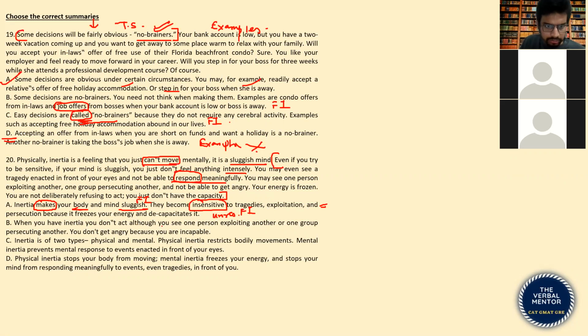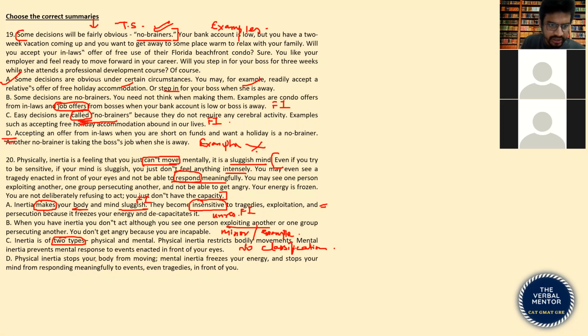When you have inertia, you don't act. Although you see one person exploiting another or one group persecuting another, you don't get angry because you're incapable. It is a minor detail, just an example or explanation part, rather than the essence of the passage. Inertia is of two types, by the way. The author has not classified, there is no classification in the passage. He explains how inertia impacts our body and mind, what ramifications it has on body and on mind, but he does not classify it as of two types, physical inertia and mental inertia. So that's a distorted version of the essence.